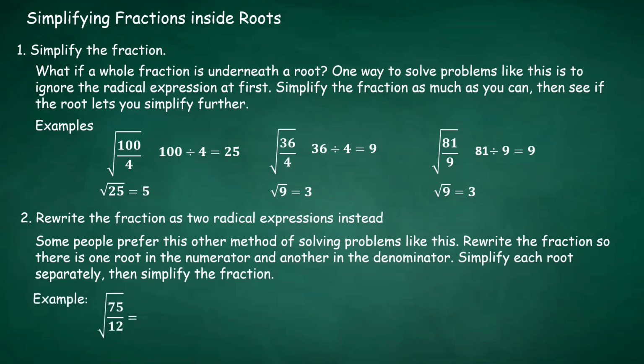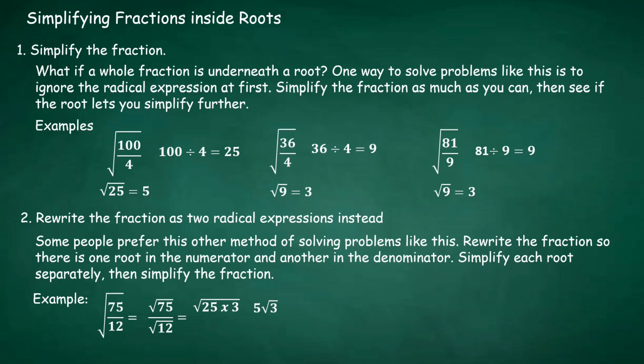Example. Simplify the square root of 75 over 12. Since we can't divide easily, we will rewrite this as the square root of 75 over the square root of 12. And simplify the numerator. The square root of 75 becomes the square root of 25 times 3, and then the square root of 25 is equal to 5. So that's why we have 5 square root of 3.